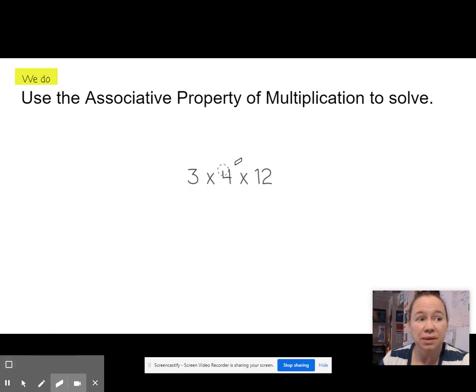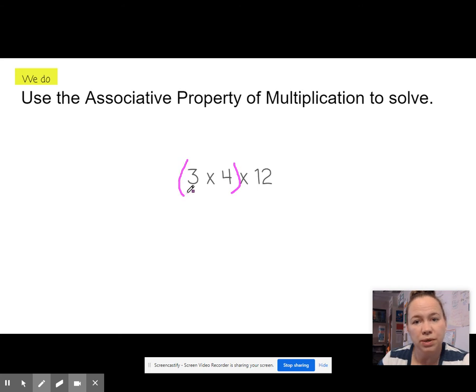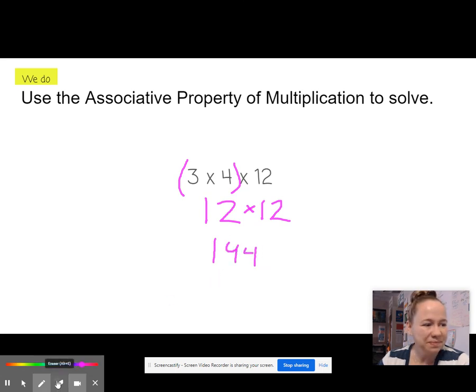I think I'm going to put them here and do 3 times 4, which would give me 12. Great. And then I can't forget about this 12. So 12 times 12 is one of my multiplication facts. 12 times 12 is 144. Great. Great job. All right.